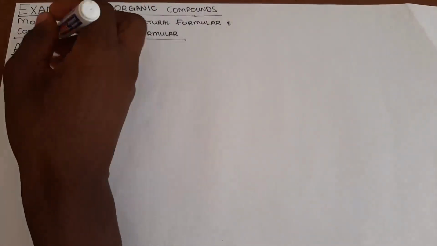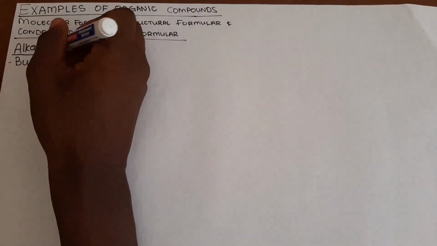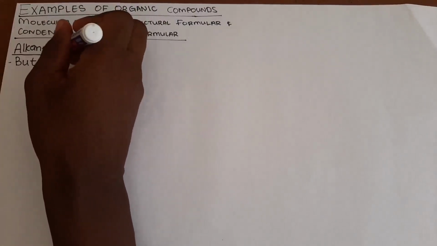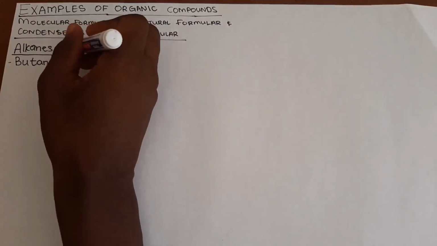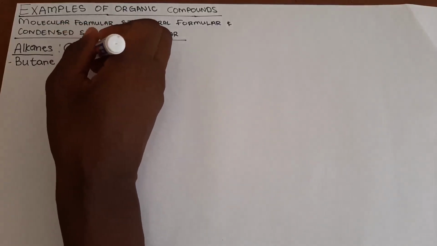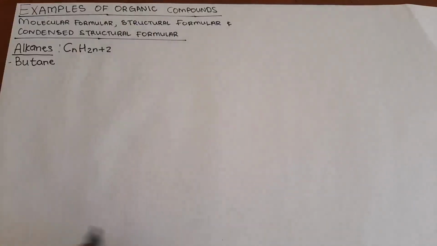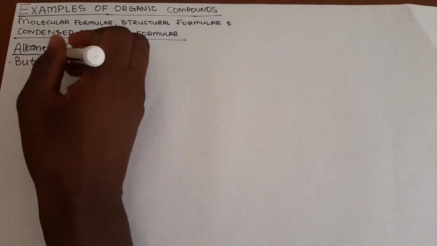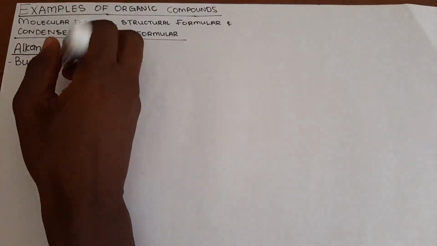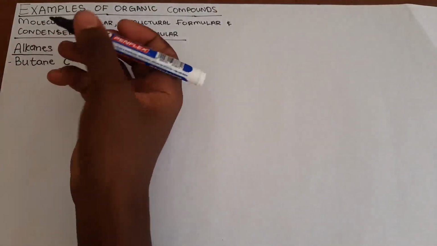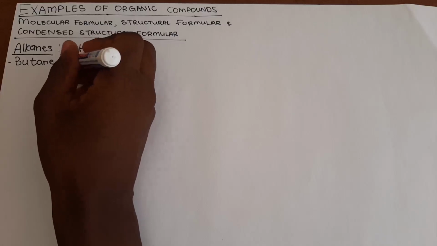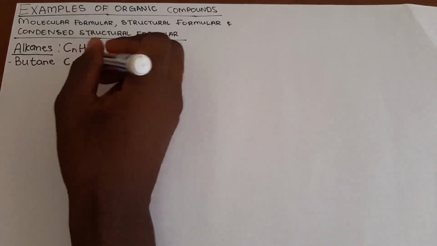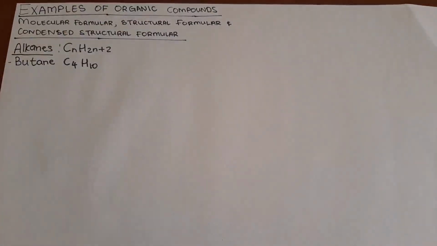So the general formula for alkanes, you know that it's CnH2n+2. So let's write down the molecular formula for butane. You know that but means 4. Butane is 4, so we have 4 C atoms, H is 2 multiplied by 4, it's 8, plus 2, it's 10. So C4H10 is the molecular formula for butane.